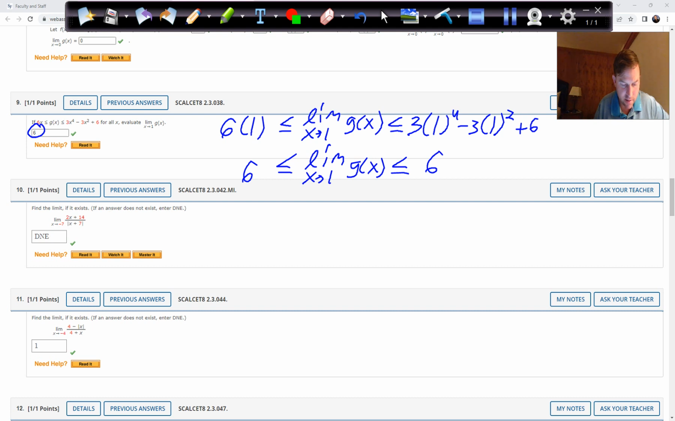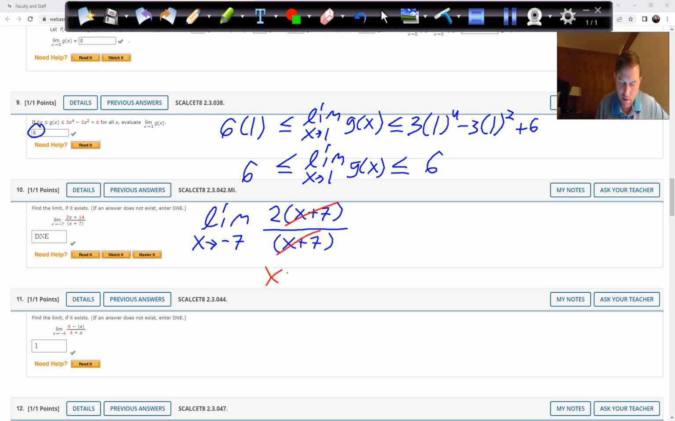Okay, for problem 10, it says find the limit if it exists, if an answer does not exist, enter does not exist. So for these, we have to do two problems. So when they have absolute value like that, we have to set up two statements. x approaches -7 of, notice the top factors into 2x plus 7. In the bottom, we're going to leave as x plus 7. So the x plus 7s will cancel.